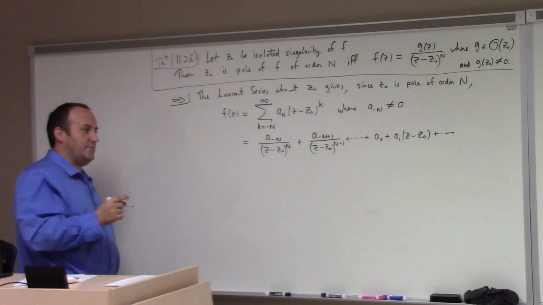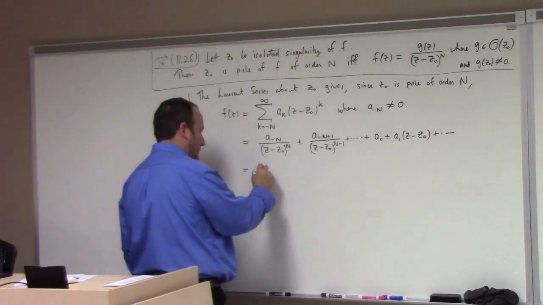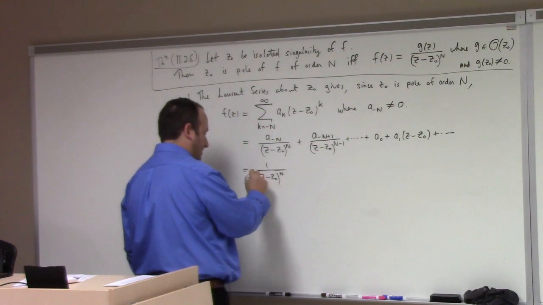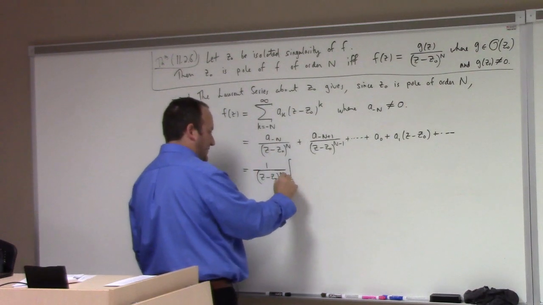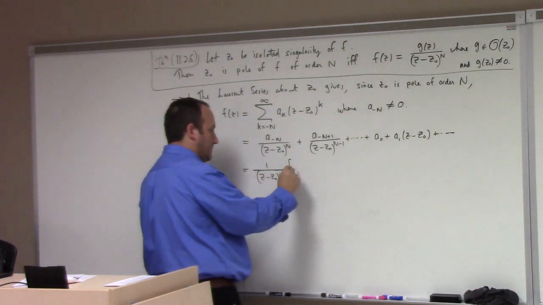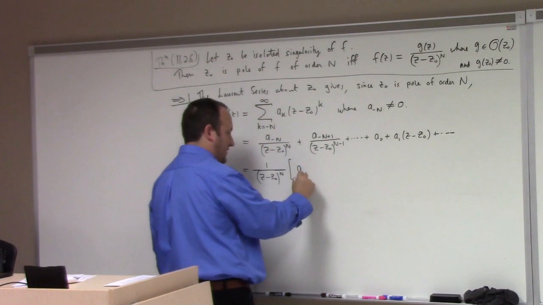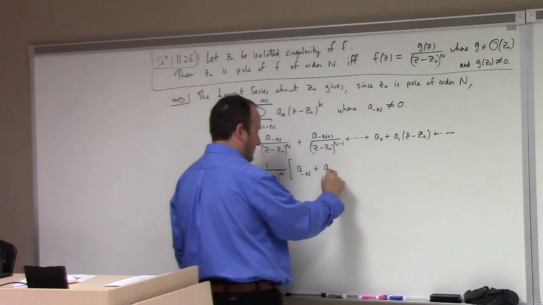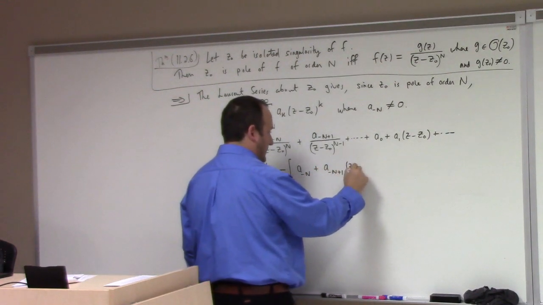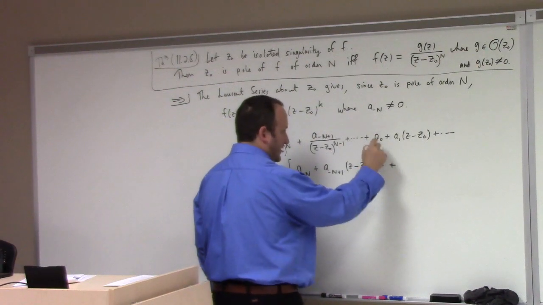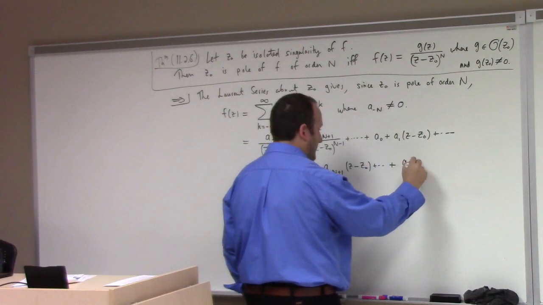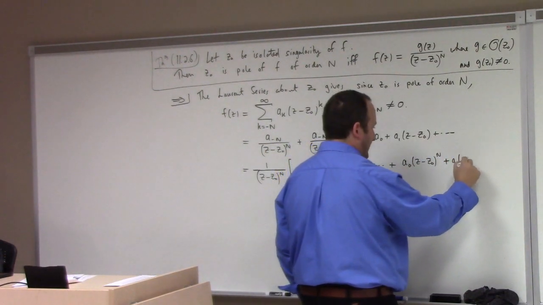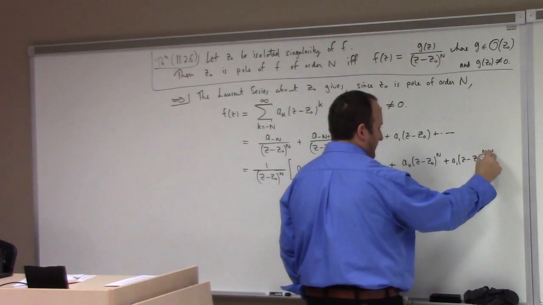Fine. The larger point here is we could factor out 1 over (z minus z naught) to the n, all right? And if we do that, what does that leave us? It leaves a sub minus n, and then plus a sub minus n plus 1 times (z minus z naught), dot, dot, dot. When I get over to here, I'd have a sub 0 times (z minus z naught) to the n, and then a1 times (z minus z naught) to the n plus 1, and so forth, right?